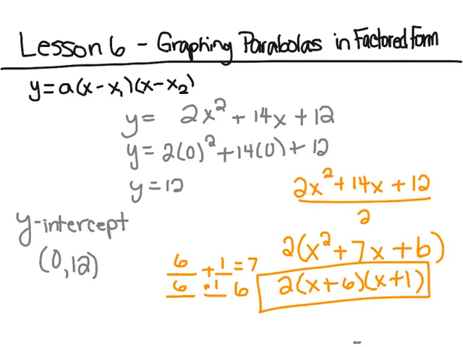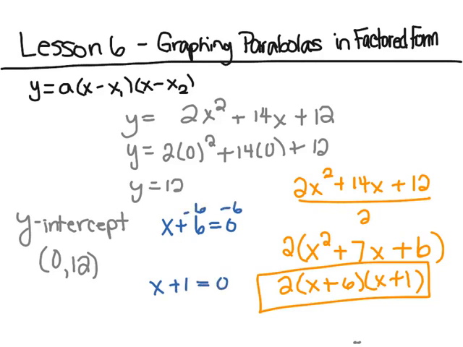Now we need to determine what our intercepts are. So what you're going to do is set each term equal to 0. So x plus 6 equals 0 and x plus 1 equals 0. Then you're going to solve for x. So x equals negative 6 and x equals negative 1. So our x-intercepts are negative 1, 0 and negative 6, 0.